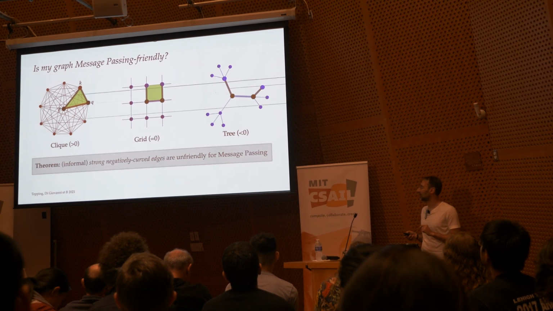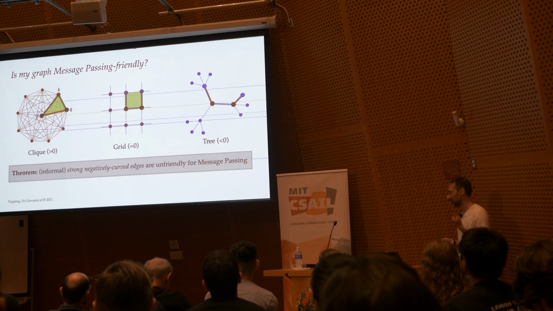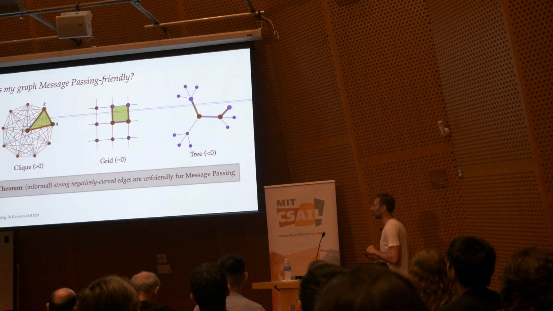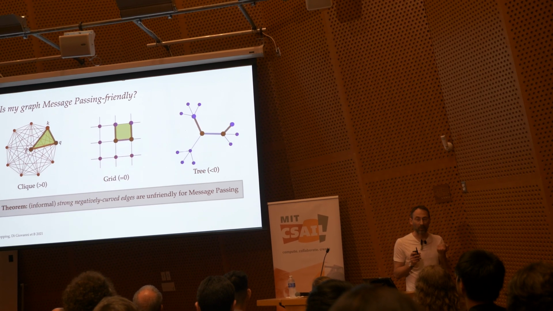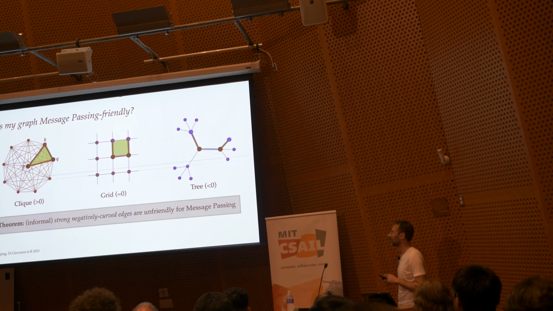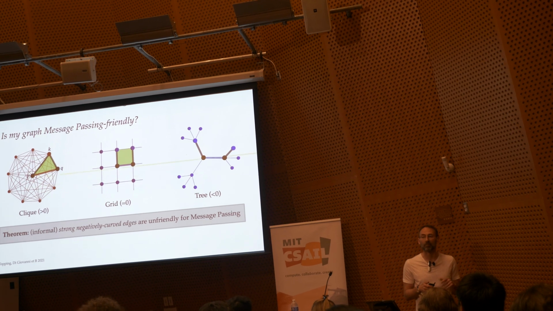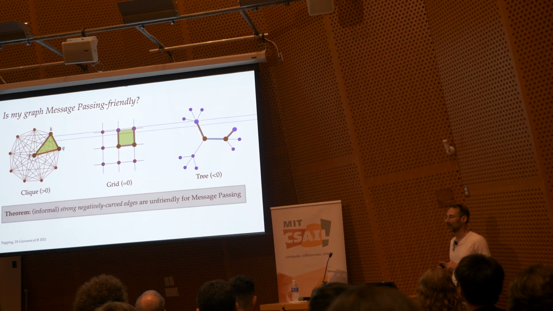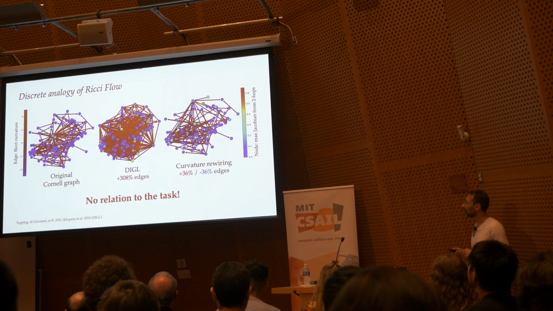And the main result informally is that it's the presence of negatively curved edges that is unfriendly for message passing. So we have basically a way of measuring how good the graph is for message passing, and we can remove the negatively curved edges, replace them by edges with positive curvature, allowing us to improve the performance of graph neural networks.